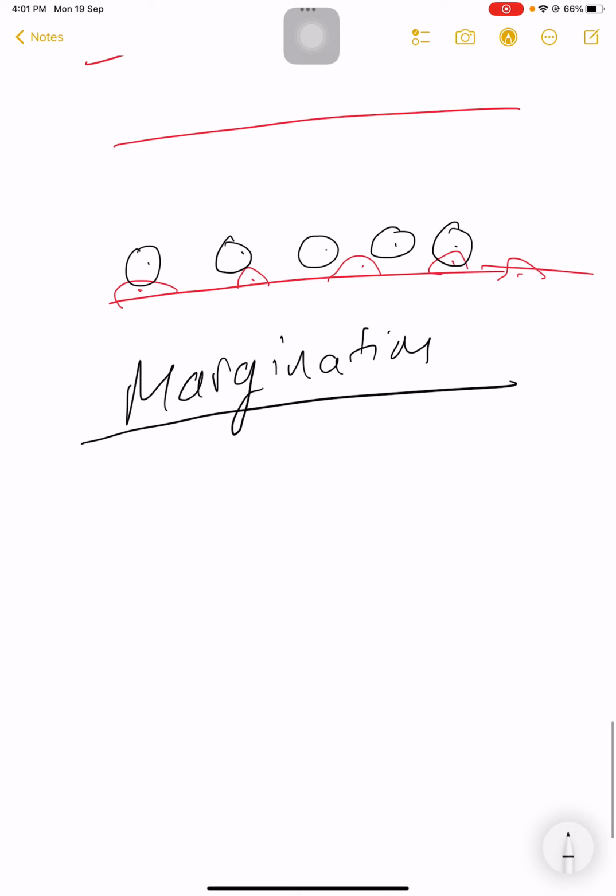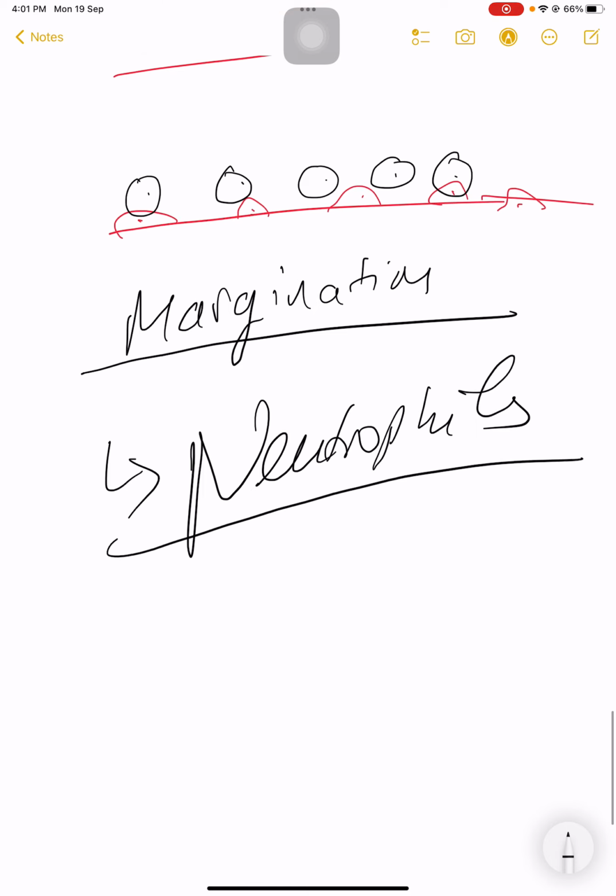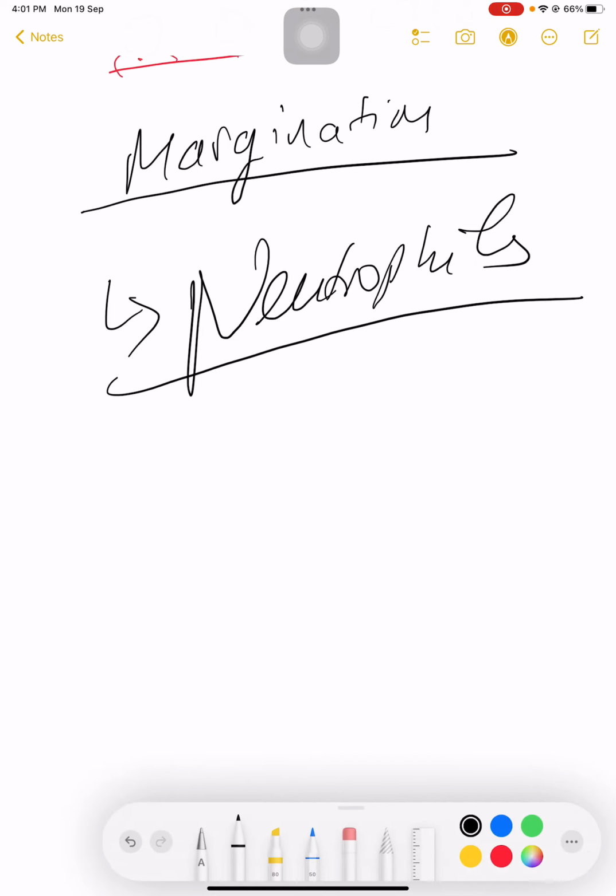Remember, which type of WBC would be the question. Which type of leukocyte would be the question. The answer to that question is neutrophils, because we are talking about acute inflammation. Is that clear? Okay, next. So that was known as margination.